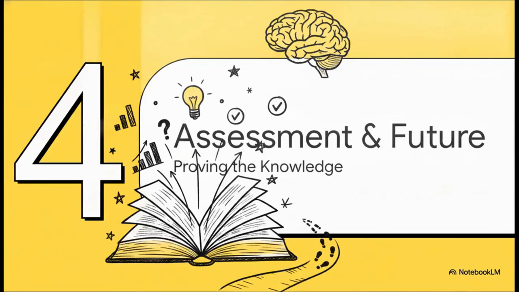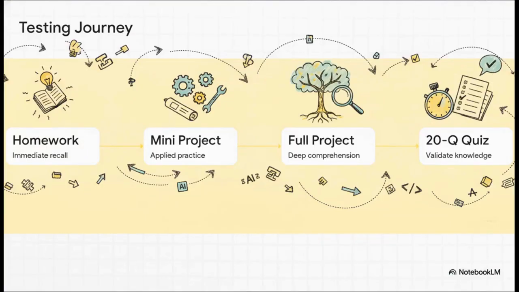And that brings us to Section 4, Assessment and Future Scope, Proving the Knowledge. Because, let's be real, learning without testing is really just reading. This escalation perfectly maps the student's testing journey. The prompt requires the generation of a homework assignment for immediate recall, followed by a mini project for applied practice. Then, it steps up to a full project for deep comprehension and finishes off with a rigorous 20-question quiz to formally validate all that knowledge. It's a comprehensive web of accountability that ensures the dense material from the past 30 to 60 minutes is actively retained and proven.